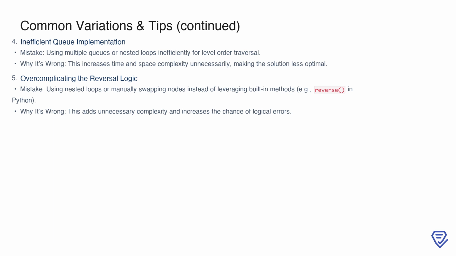Another common issue is overcomplicating the reversal logic. Instead of manually swapping nodes or using nested loops, which can be error-prone, you can leverage built-in methods like reverse in Python. This makes your code cleaner, reduces complexity, and minimizes the chance of logical errors. By focusing on efficiency and simplicity, you'll write more robust solutions while avoiding common traps.